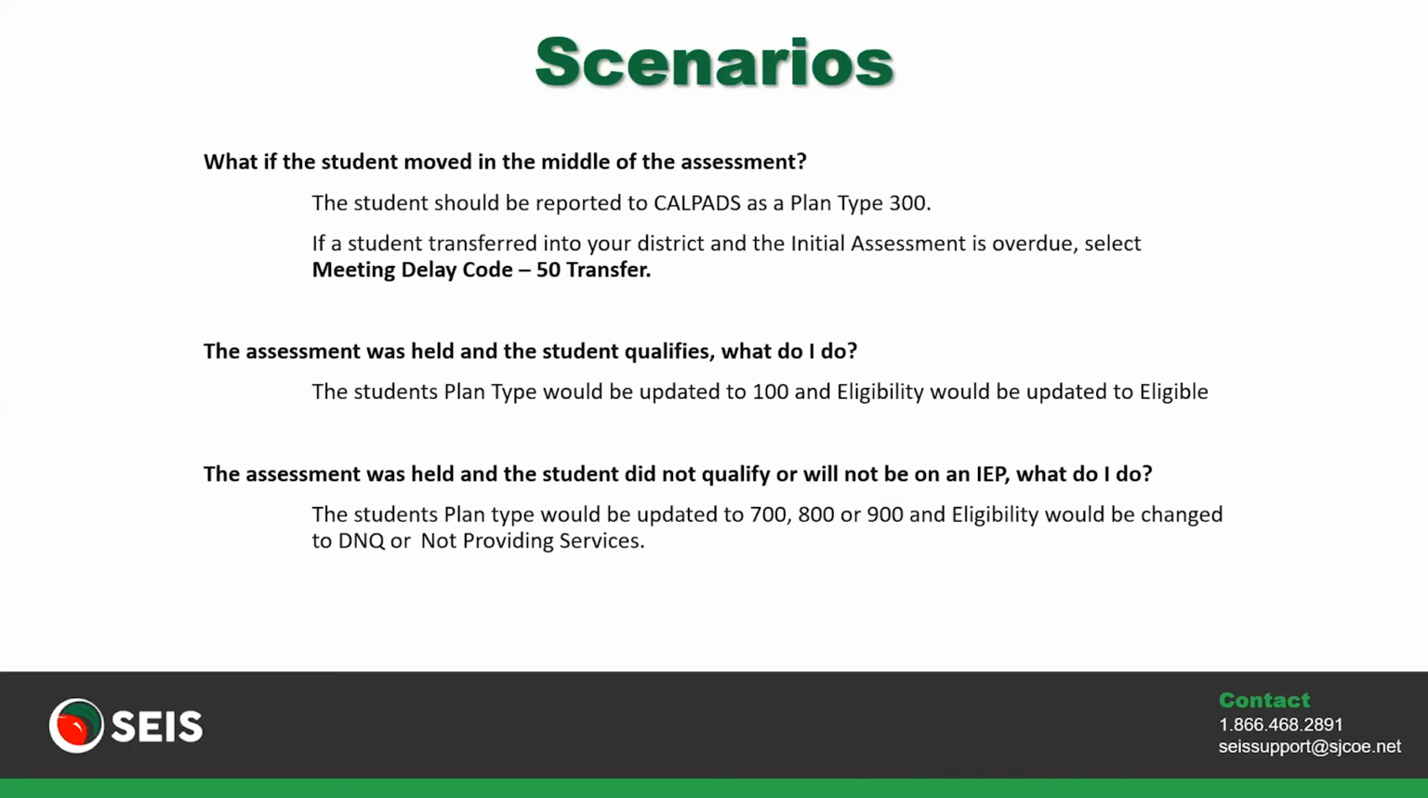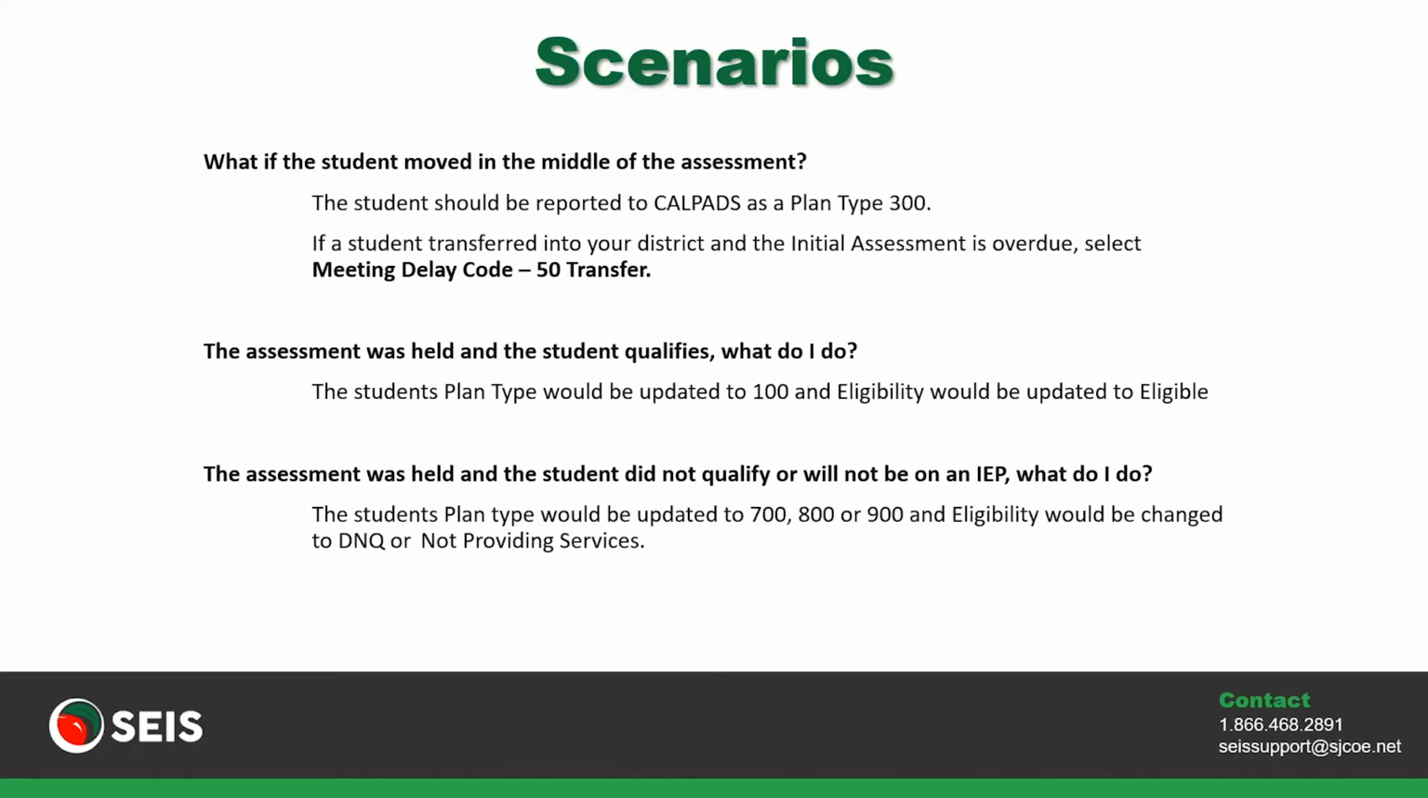If the student was found to be eligible during the initial evaluation, then you're just going to change the plan type to 100 and request that the student's eligibility status be updated to eligible. And then once it's made eligible, you will be able to affirm that IEP.